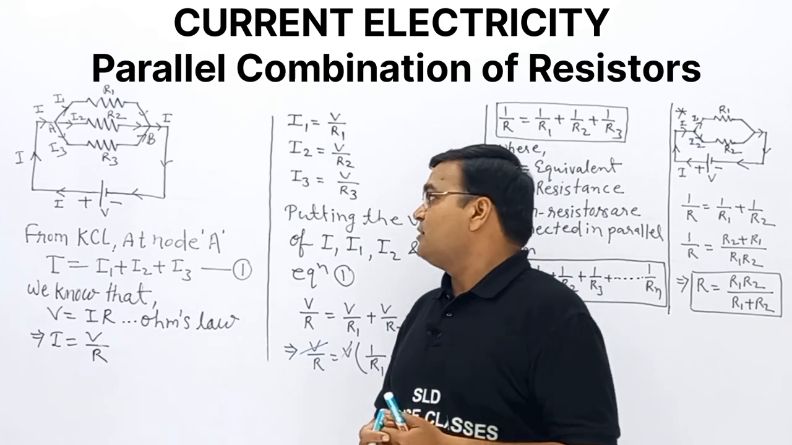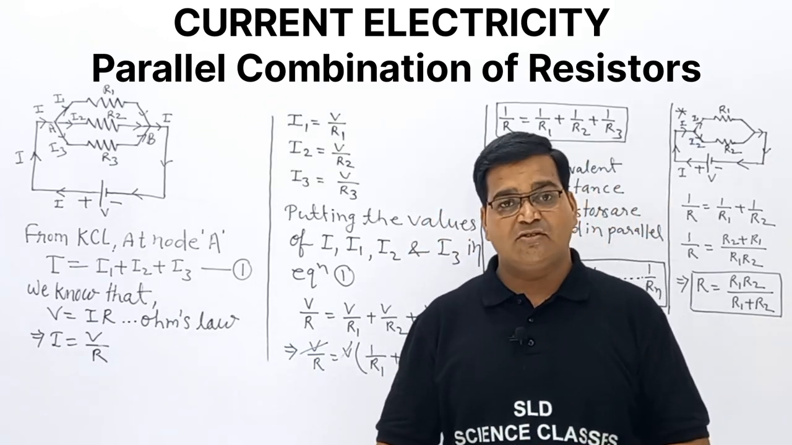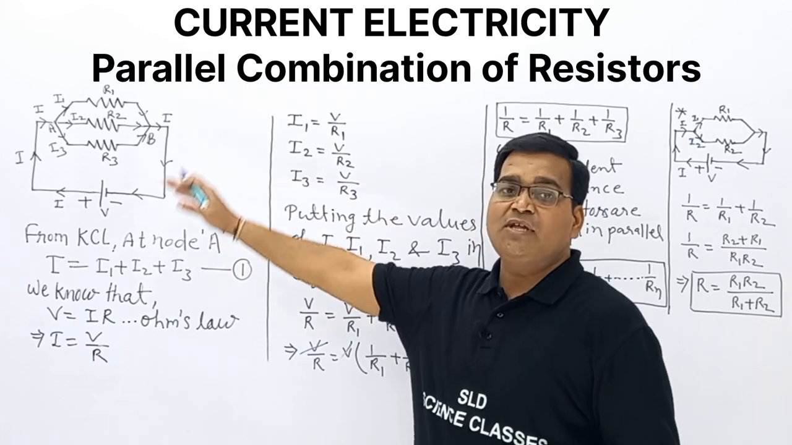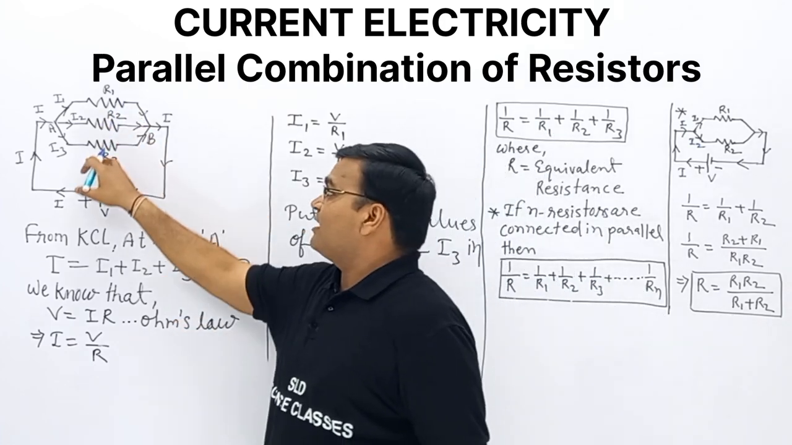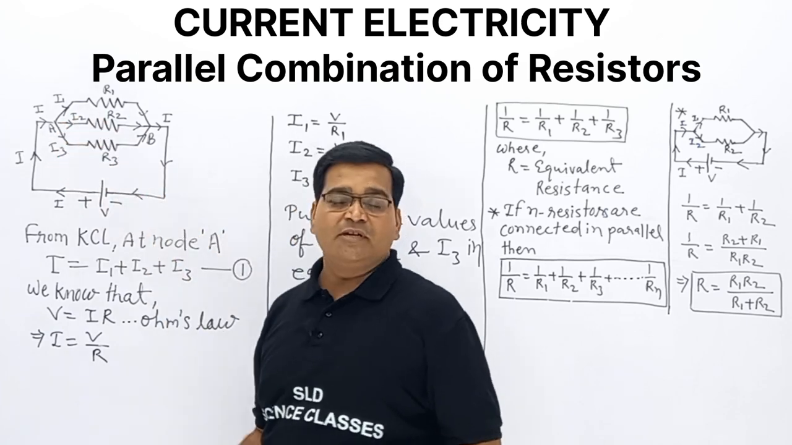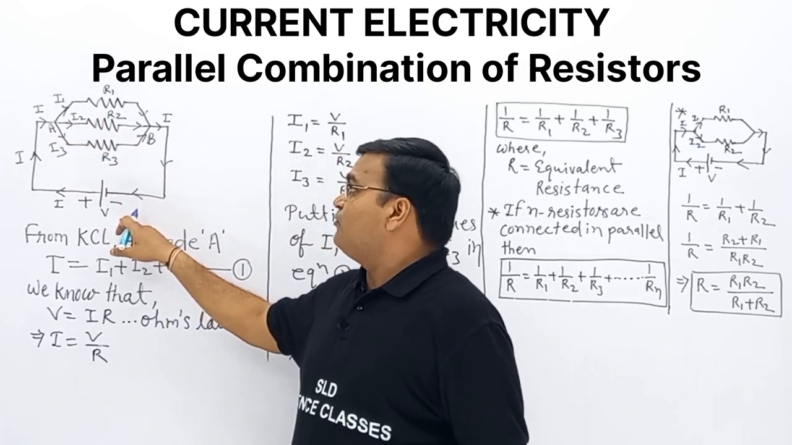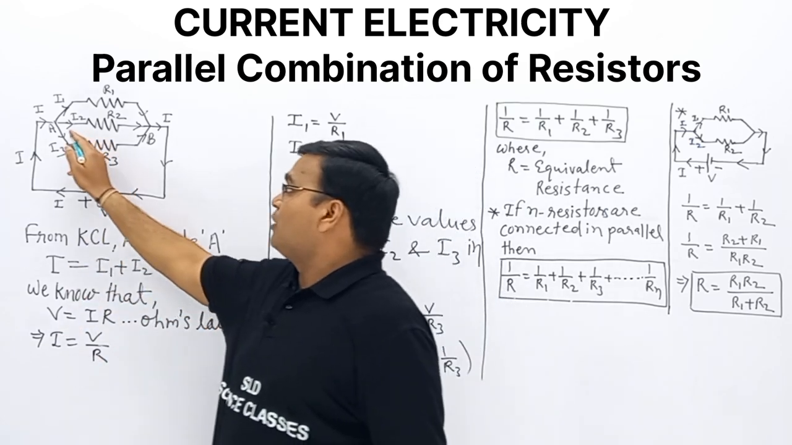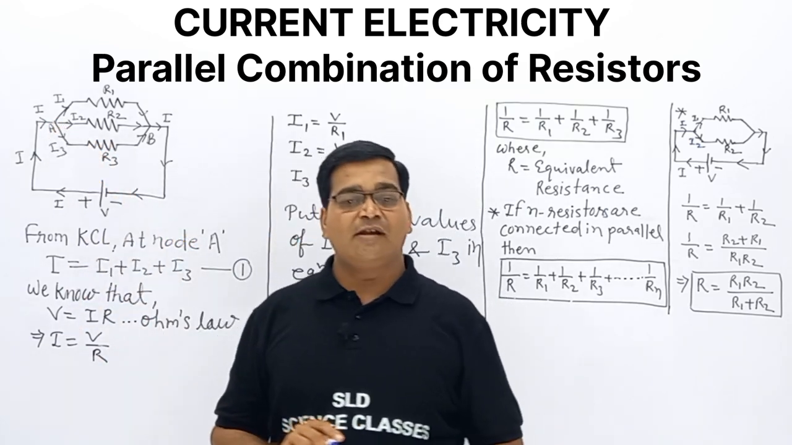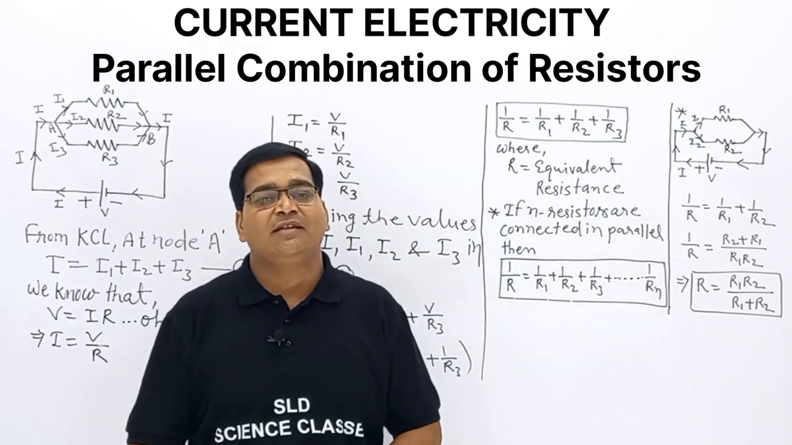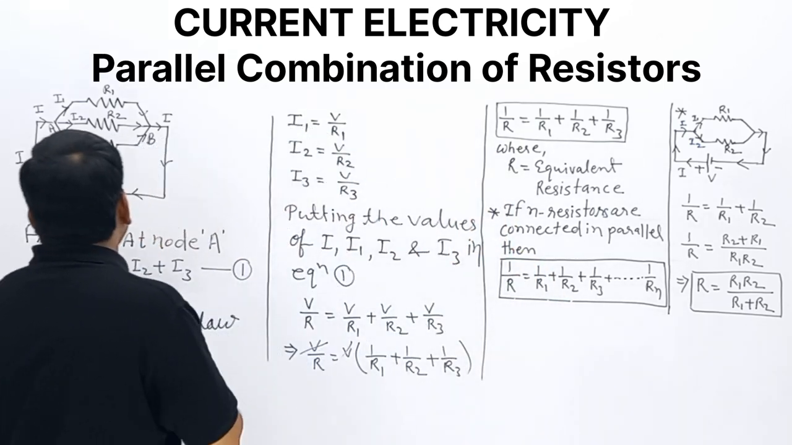What topic are we discussing? We are discussing the parallel combination of resistors. We have three resistors connected in parallel. In parallel, the currents are different, but the voltage source is the same. Then at the node, we apply KCL, Kirchhoff's current law. KCL says that at the node, incoming current must equal outgoing current.